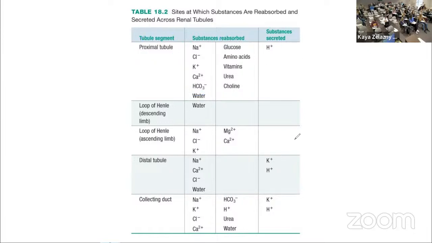So you can see that fewer substances overall are being secreted in normal conditions. So we are secreting hydrogen ions in the proximal tubule. We got some potassium and hydrogen ions in the distal tubule, same deal in the collecting duct. Whereas we're reabsorbing lots and lots, mostly in the proximal tubule, but a fair bit later on as well, especially we're trying to reabsorb lots and lots of water.